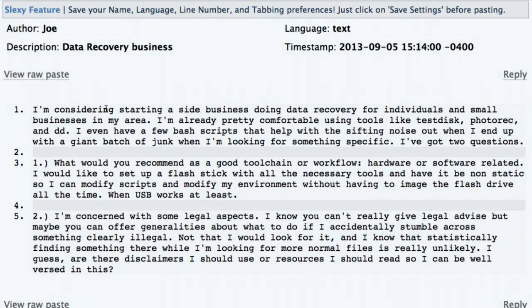I'm concerned with some legal aspects. This is number 2. I know you can't really give legal advice, but maybe you can offer generalities about what to do if I accidentally stumble across something clearly illegal.